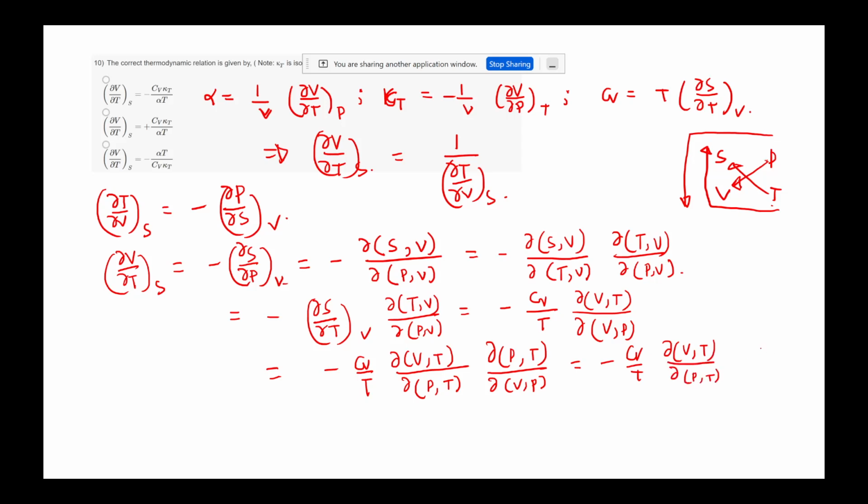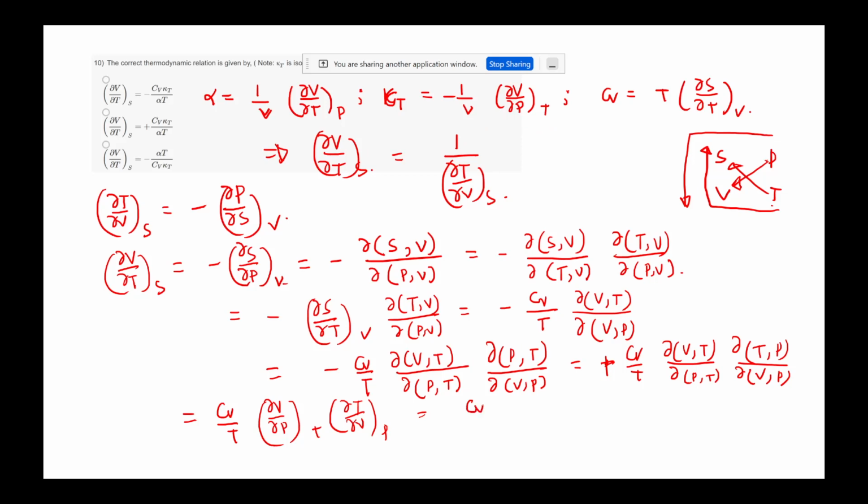Now if you switch it, then it becomes del T del P and del V del P. Now for switching, this will be plus. Now this Cv by T, this is del V del P at constant T, and this is del T del V at constant P. Now substitute del V del P at constant T. Del V del P at constant T is minus KTV.